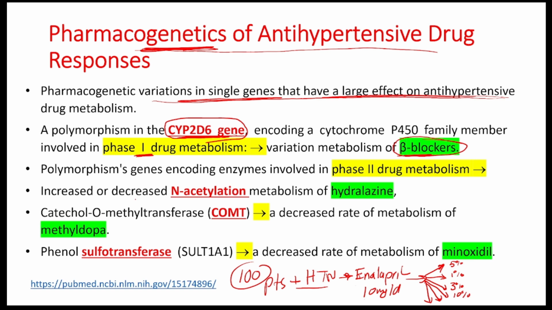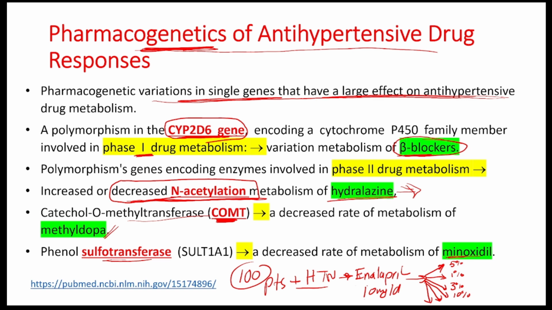If the patient, for example, has decreased acetylation, and this acetylation process is responsible for metabolism of hydralazine, for this reason the patient may have decreased or increased metabolism of hydralazine. The same situation applies to catechol-O-methyltransferase; this enzyme is responsible for metabolism of methyldopa. Sulfotransferase is the enzyme responsible for metabolism of minoxidil. Any change in these enzymes, 2D6, acetylation, COMT, or sulfotransferase, will affect these medications.